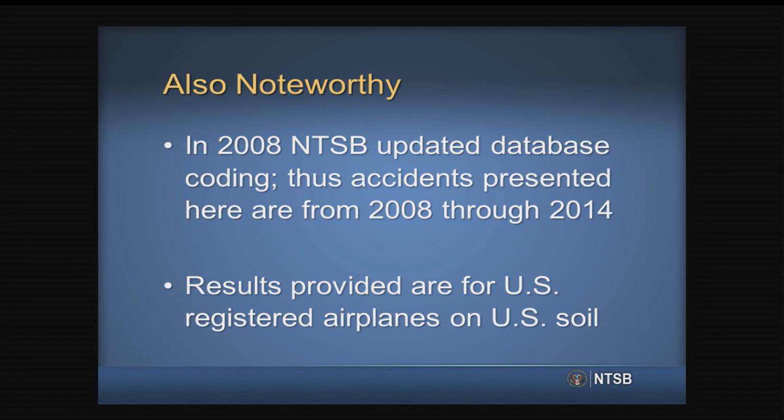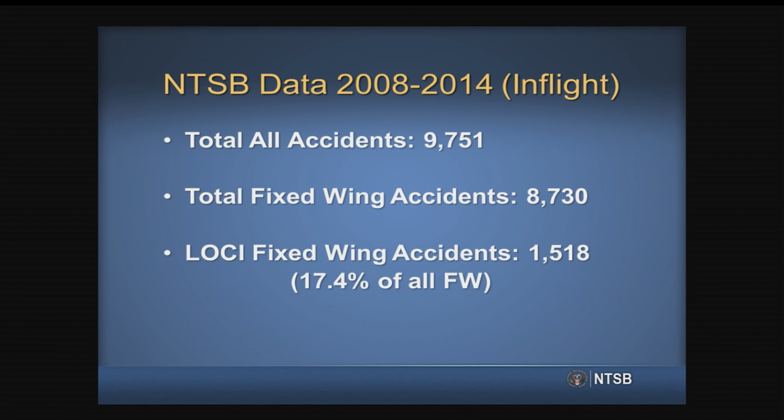Also noteworthy is that in 2008, NTSB updated its database coding, and thus the accidents presented here are from 2008 through 2014. Results also are provided for U.S. registered airplanes on U.S. soil. If we look at the data from that time period, we have a total of over 9,750 accidents. Total fixed-wing accidents were 8,730. Loss of control in-flight fixed-wing accidents were 1,518, or 17% of all fixed-wing accidents.